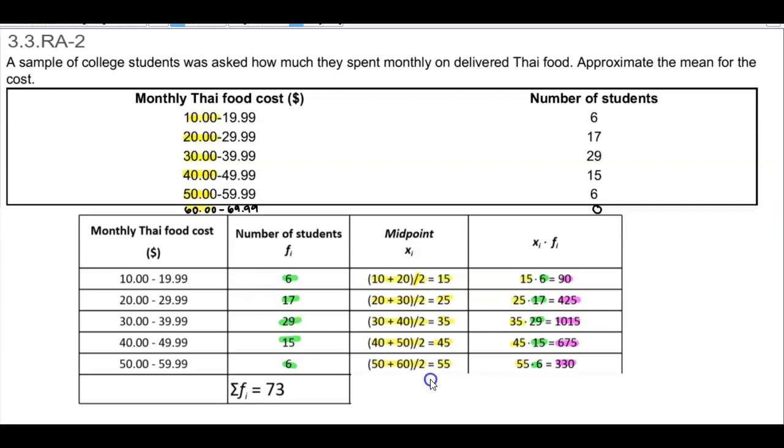Now we want to add the total for the last column. We add up everything: 90 plus 425 plus 1015 plus 675 plus 330 gives us 2,535. And when we add up the total frequency, we see that we get 73.